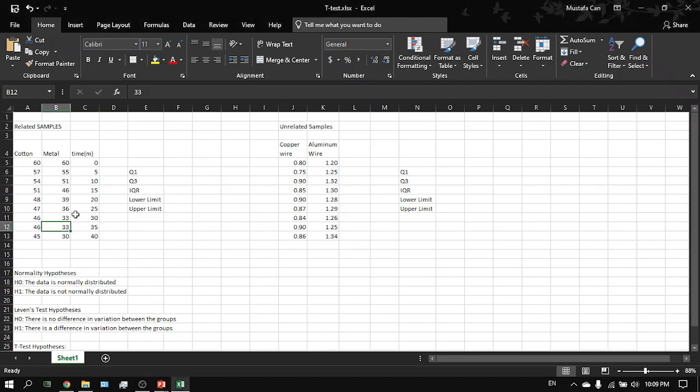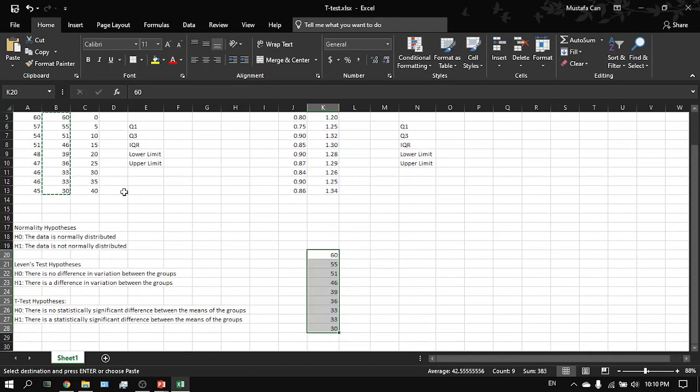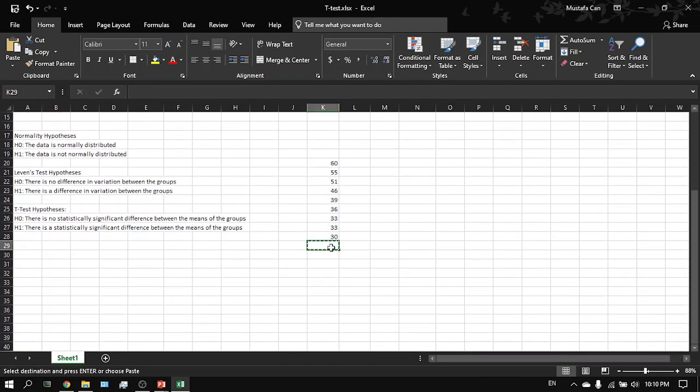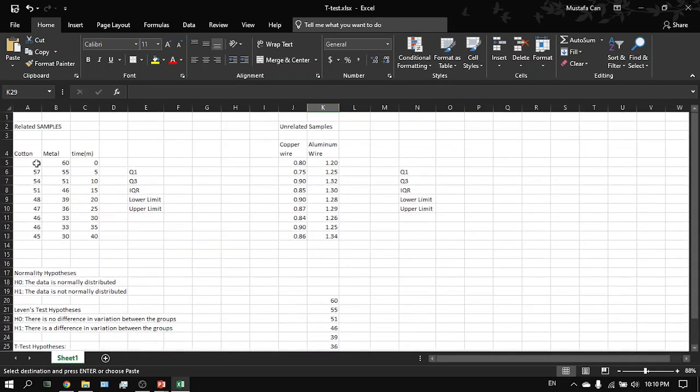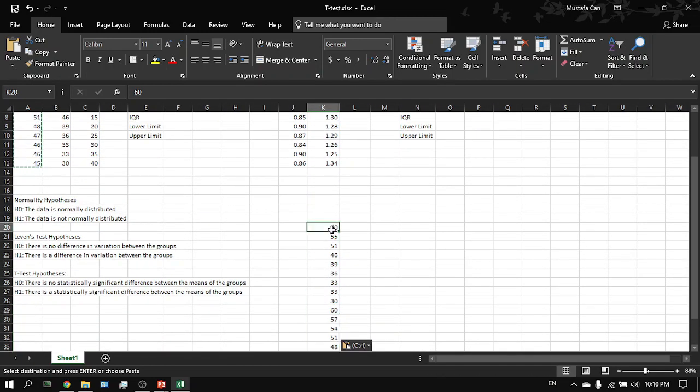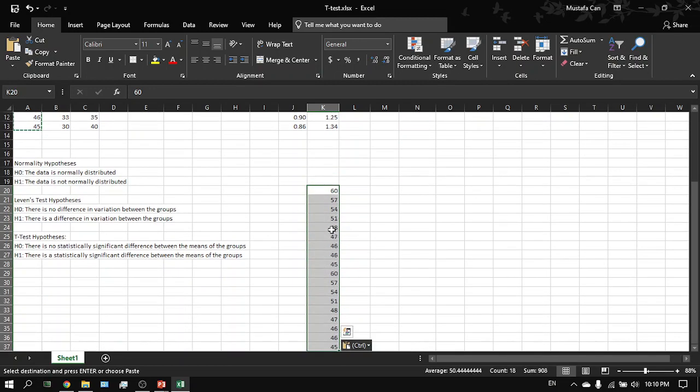I'm going to place my data here. For convenience's sake, I put the data like this. No, not like that. Copy here, and bam, I select here.